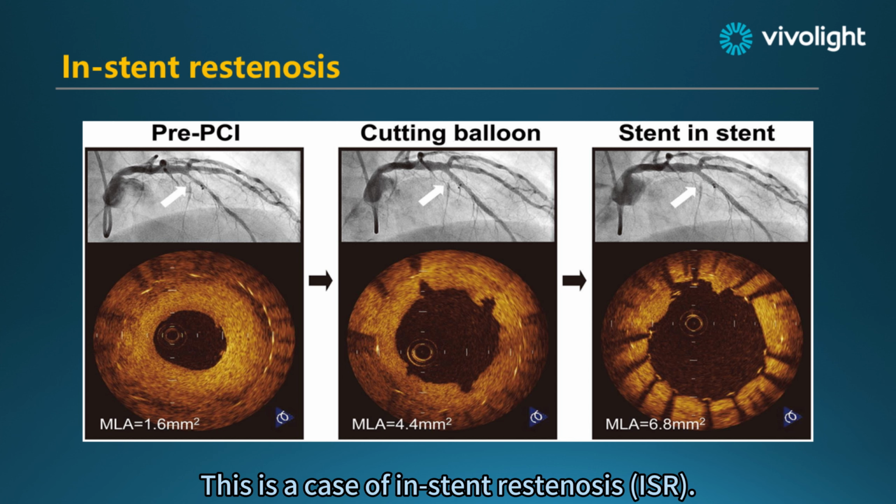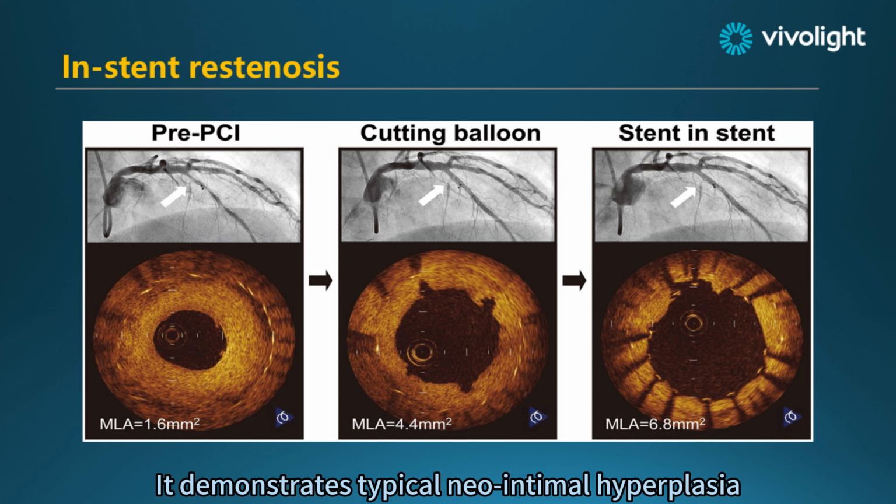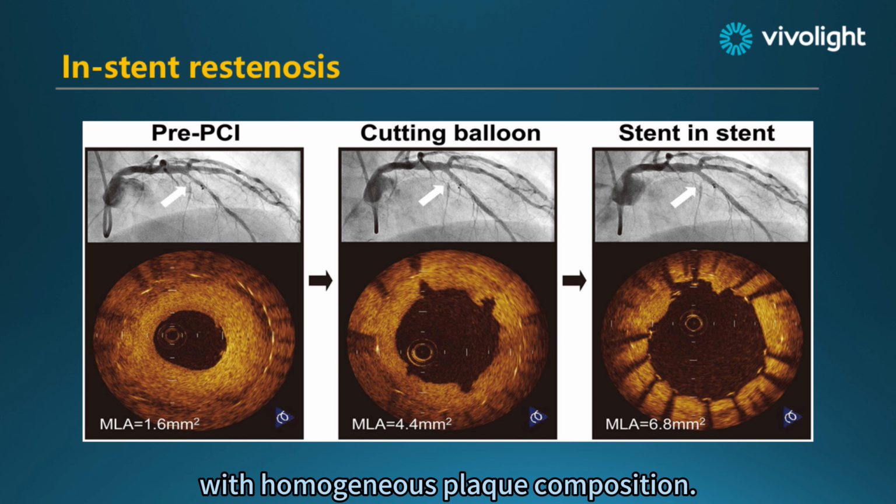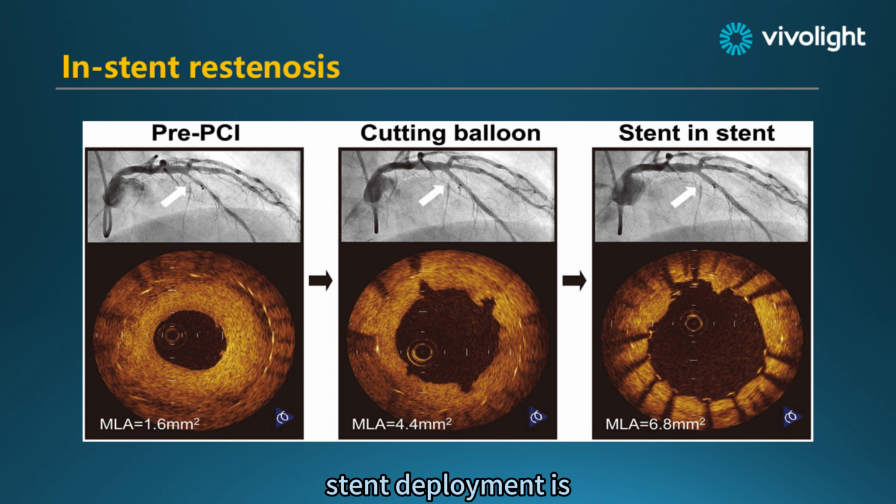This is a case of in-stent restenosis. It demonstrates typical neointimal hyperplasia with homogeneous plaque composition. Following cutting balloon treatment, stent deployment is performed to effectively address the stenosis.